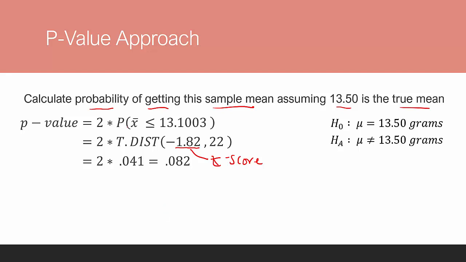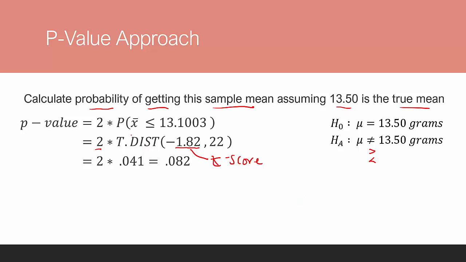We're going to find the probability that a sample mean could be less than or equal to 13.1003, assuming 13.5 is the true mean. Remember that the t-score was negative 1.82, and we had 22 degrees of freedom. The reason that we multiply by 2 is because we have an equal to or not equal to scenario. When you have cases of strictly greater than or strictly less than, you need not multiply by 2.